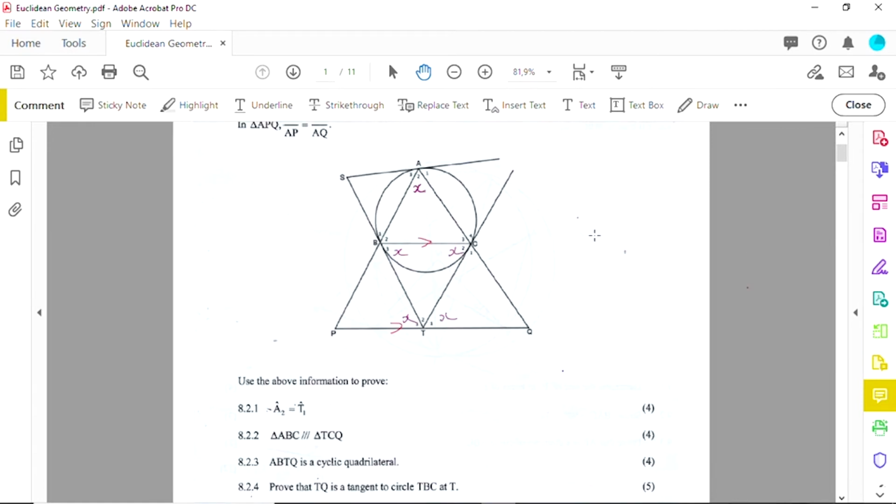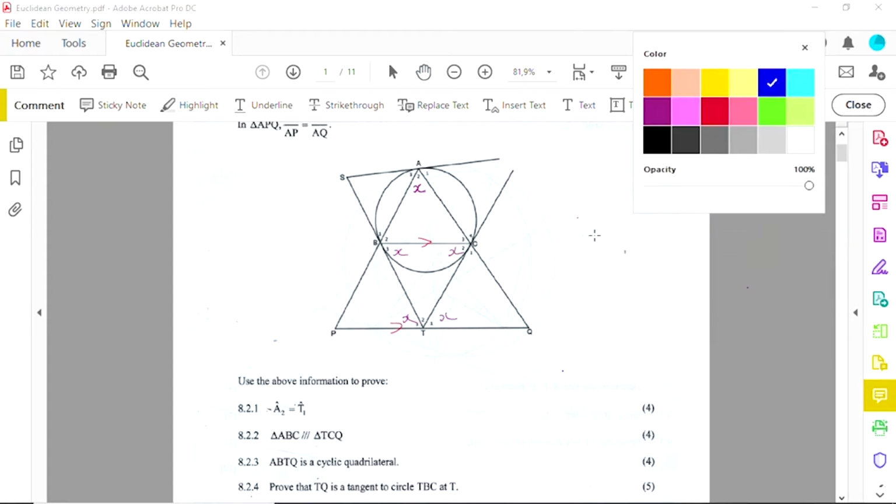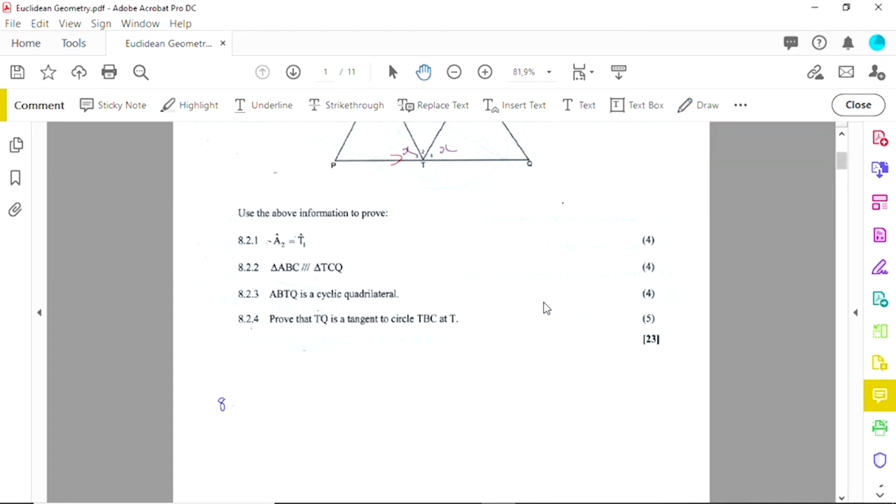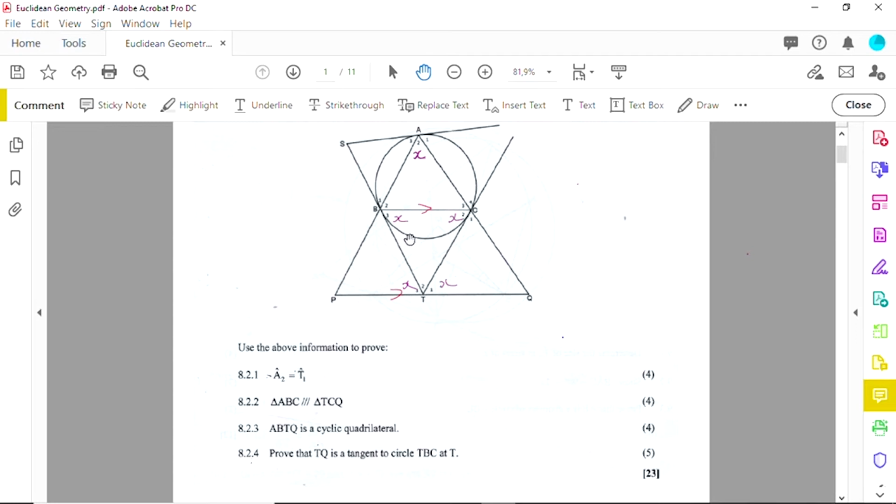Let's write this information down. So for number 8.2.1, we are required to prove that A2 is equal to T1. Note that here tangents TC and TB meet at point T, a common point. Since these two meet at a common point, tangents from the common point are equal, and clearly the angles in the base are the same. We can see that we have x here and x there, the same. So TC is equal to TB, tangents from the same point.